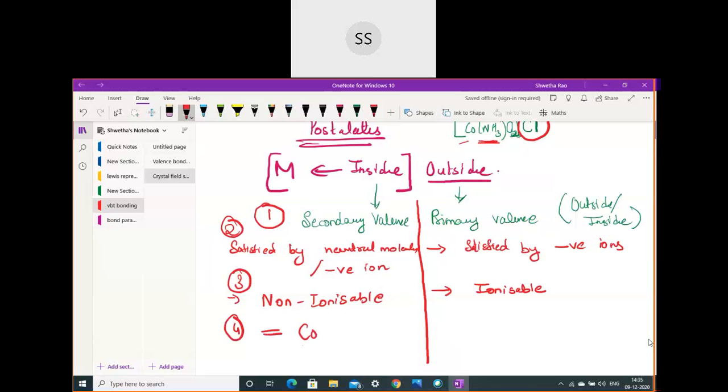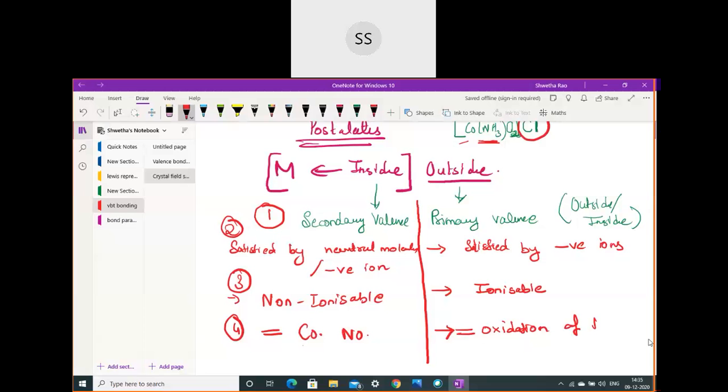Third postulate: secondary valences are non-ionizable, but primary valences, since they are present outside, are ionizable. They will be the ones answering the test. And fourth postulate: now these secondary valences will be equal to the coordination number.